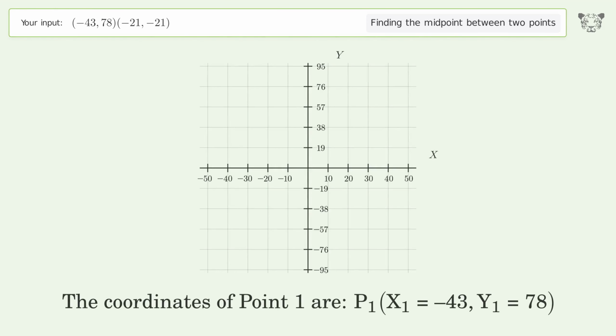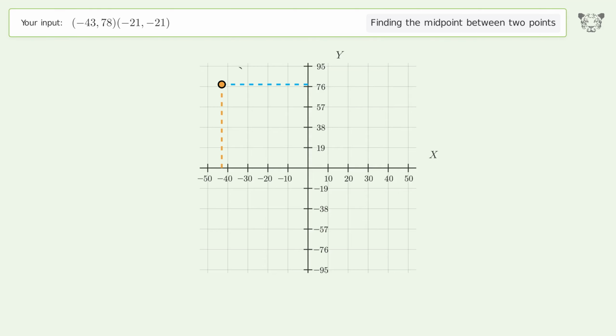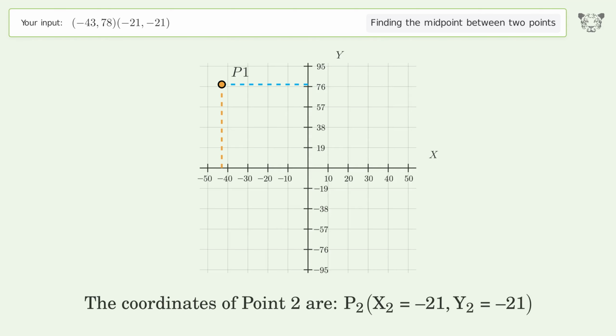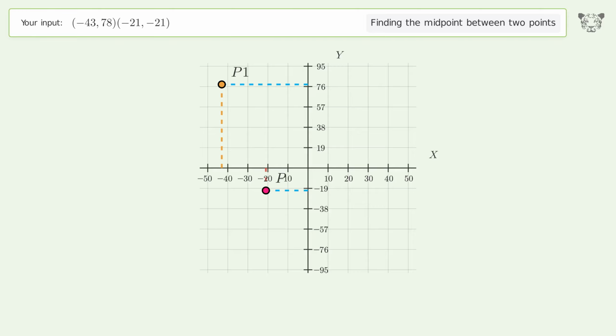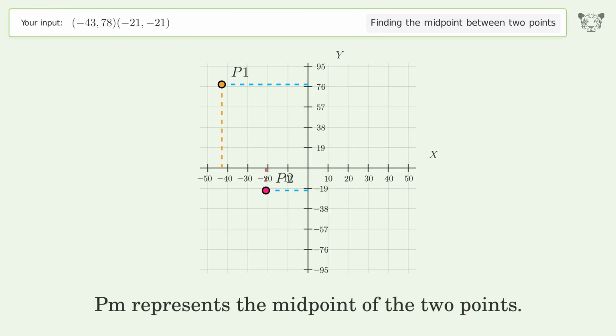The coordinates of point 1 are, x1 equals -43, y1 equals 78. The coordinates of point 2 are, x2 equals -21, y2 equals -21. PM represents the midpoint of the 2 points.